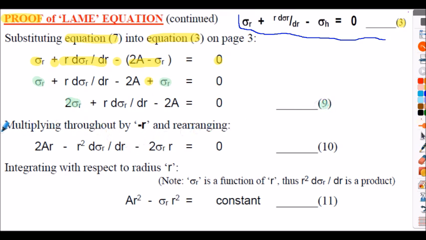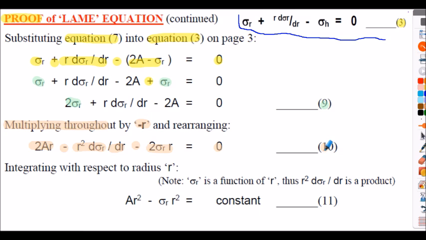And then if we multiply throughout by negative r, and rearrange, we have an equation: 2ar minus r squared, d sigma r divided by dr, minus 2 multiplied by sigma r, and that's equal to 0.